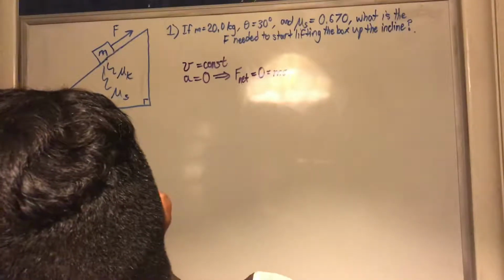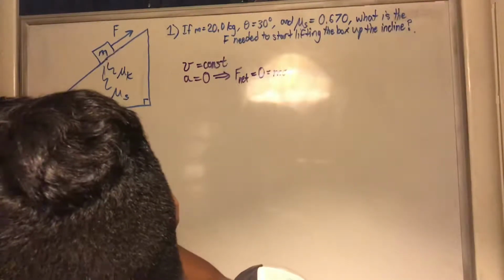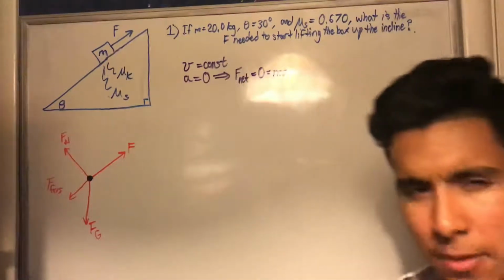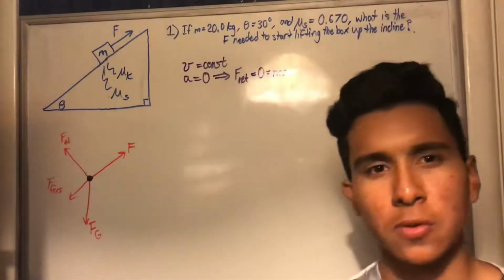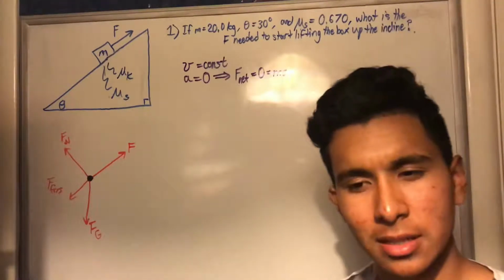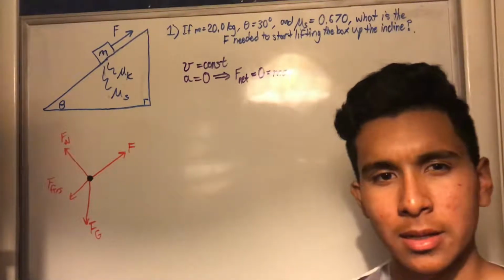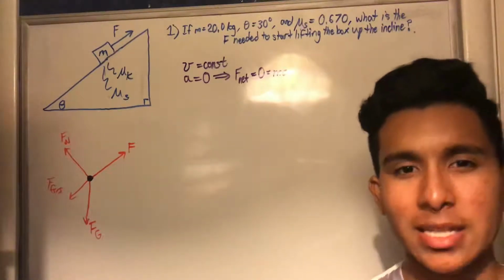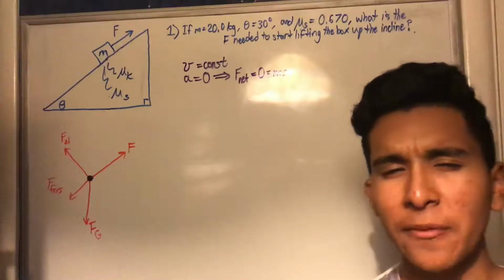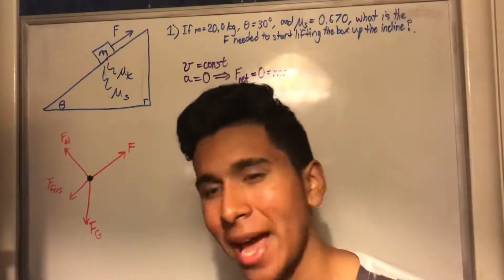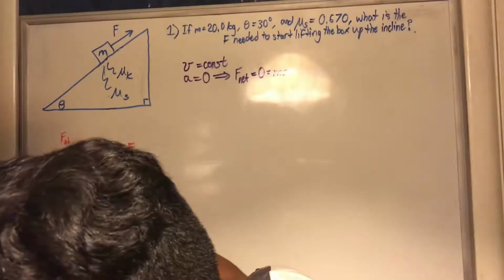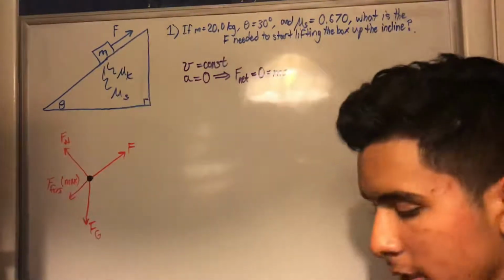Now that we know what direction our static friction is going in, there's something else to talk about. If the box is just about to move, just about to hit that point, that means that our static friction has to be at a maximum. It has to be the maximum static friction. Just before it starts moving, it's at a maximum. So we can write that this is our maximum static friction.